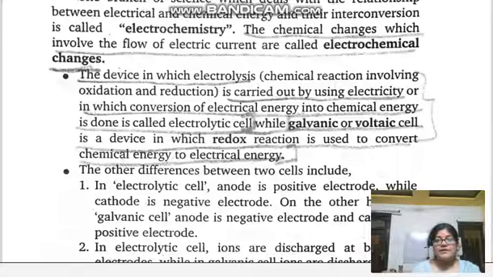Now what is a galvanic cell? It is a device in which a redox reaction is used to convert chemical energy to electric energy. That means in a galvanic cell, the reverse has happened. In a galvanic cell, we get electrical energy from chemical energy, and in an electrolytic cell, we get chemical energy using electrical energy.